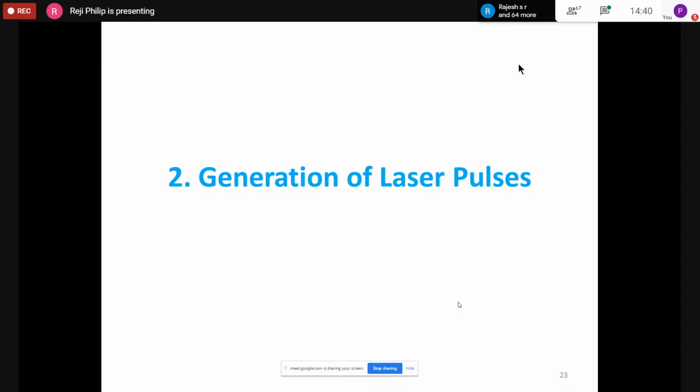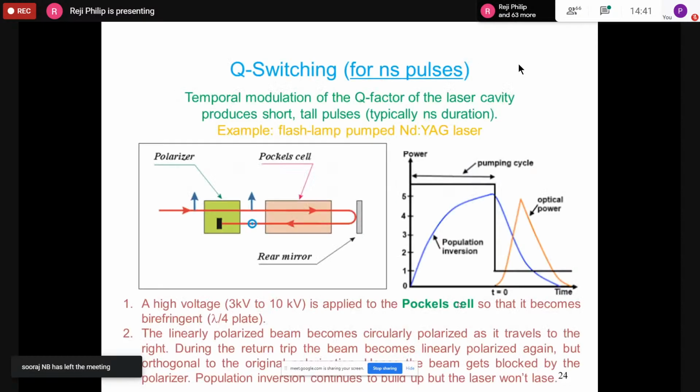Now we will look at the generation of laser pulses by means of nonlinear optical techniques. There are two kinds of methods for this. One is called Q switching and the other is called mode locking. Q switching is a technique that we use for making nanosecond pulses. What is done here is that the Q factor of the laser cavity is modulated. Now what is Q factor? Q factor is the gain in a laser cavity.